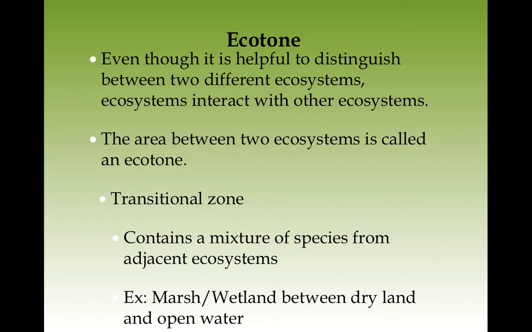Even though it can be helpful to distinguish between two different ecosystems, we know that in nature, ecosystems interact with each other, and it's very hard to say this is one ecosystem and that's another ecosystem. But the boundary or the area between ecosystems is called an ecotone. This is kind of a transitional area where you have a mixture of species from two adjacent ecosystems. So, for instance, you may have a marsh or wetland in between an area of dry land and the open water. That would be considered an ecotone.